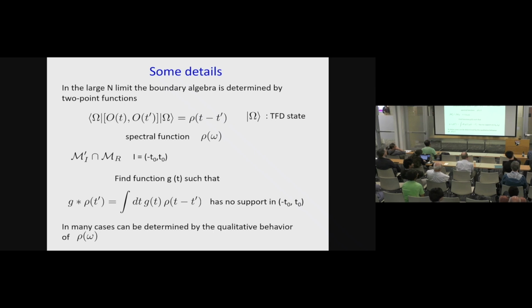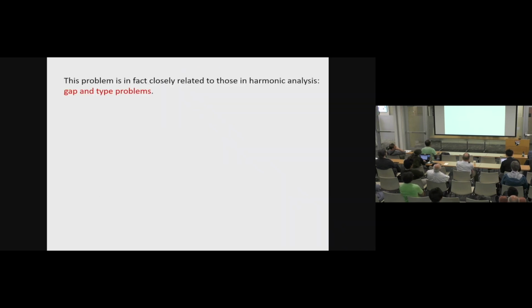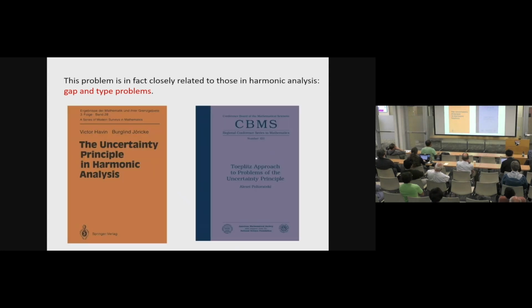So calculating rho(omega) and rho(t) is often very, very difficult. But the key is that in many cases, this can be decided by the qualitative behavior of omega. You don't need to know its explicit behavior. It turns out that this is also related to some very deep mathematics, the problem in harmonic analysis called the gap and type problems. For example, these are some books which describe this kind of problem, which is also called the uncertainty principle in harmonic analysis. Anyway, there's a rich mathematical literature on the same kind of question.